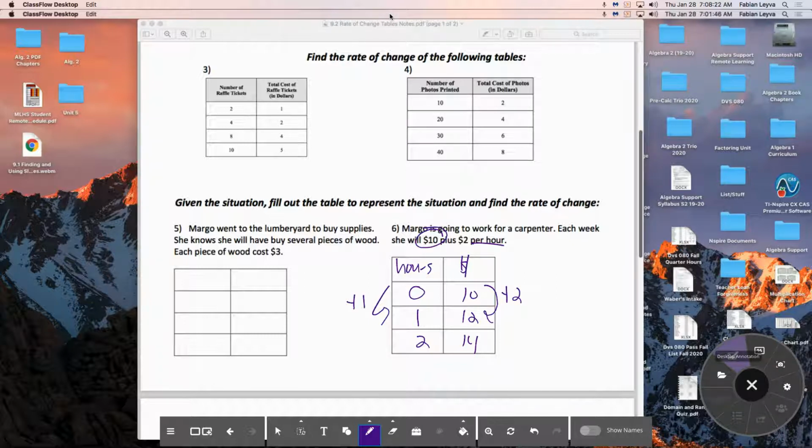You notice that you're adding 2 in the money for each hour that you add. So that means that your slope is 2 over 1. Reduce it, it equals 2. What does this represent? The cost divided by the hours. How much money you're earning for each hour. So that's pretty much it.